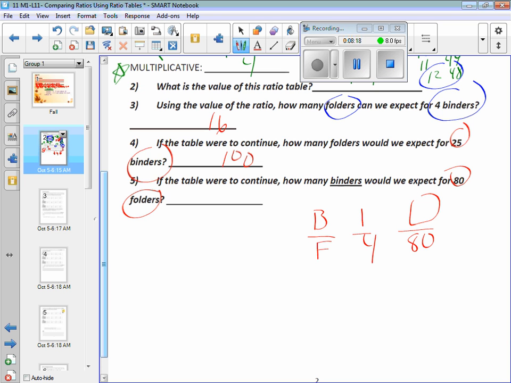Nick Mathis. Got it, 20. Are we good? Now, go to the next page.